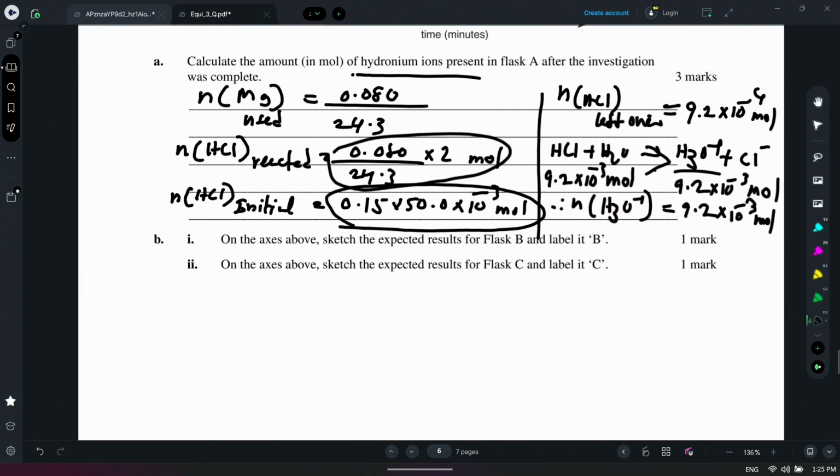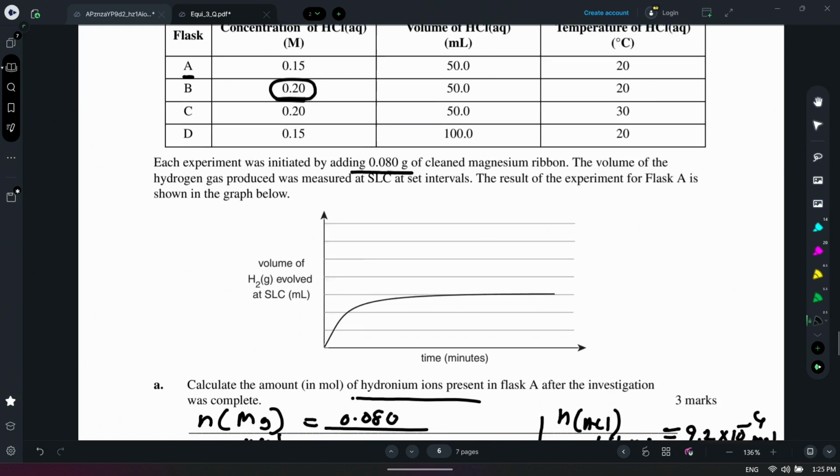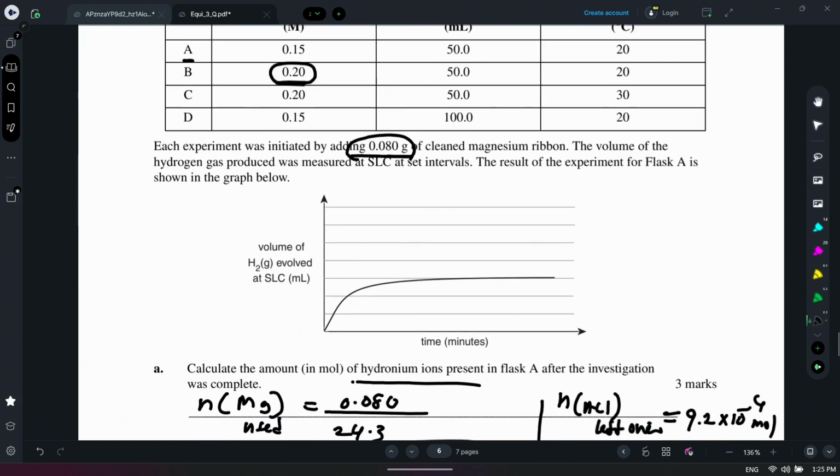Sorry about that. B. Okay, on the above axis, sketch the result for flask B. Flask B, what is flask B? What's the difference between flask A and B? B will have the higher concentration of HCl. The rest of the conditions are the same. Now, should you be getting a higher volume of hydrogen? No, because our limiting reagent is the magnesium.